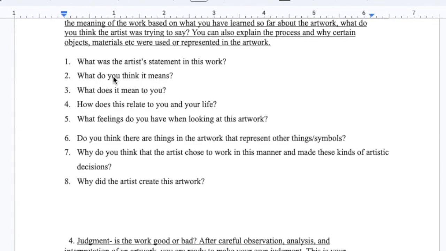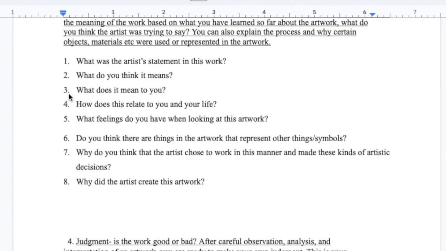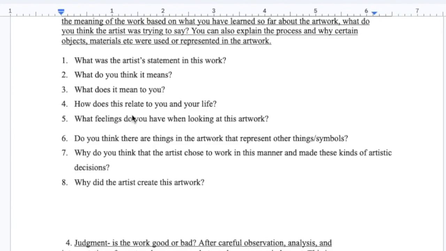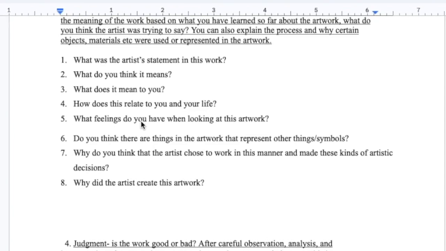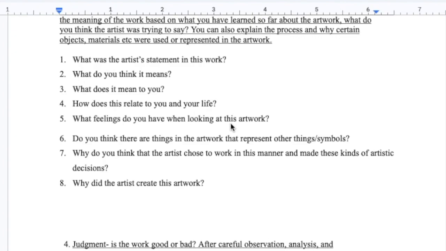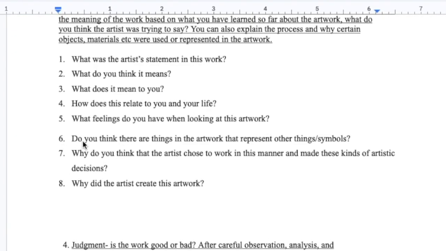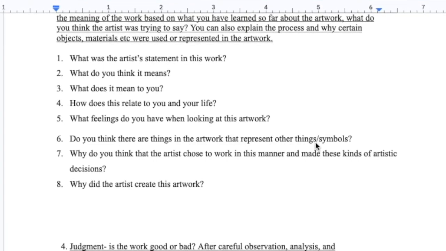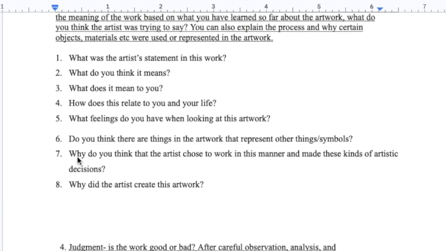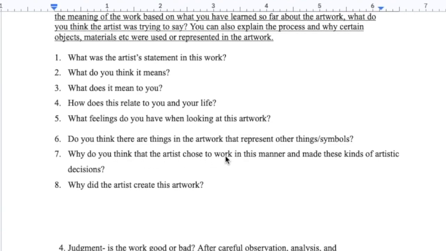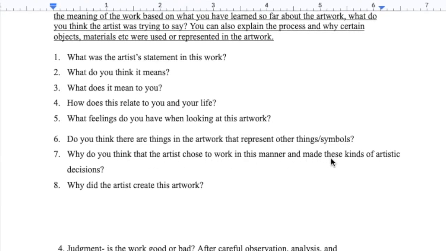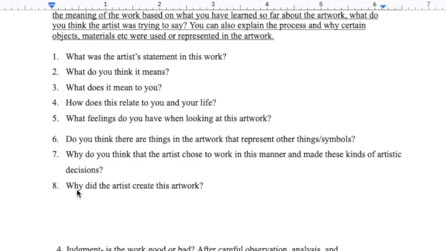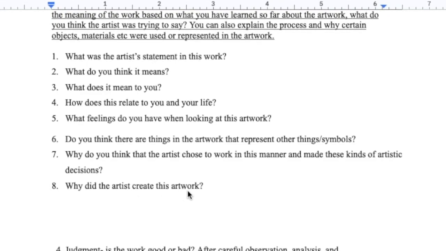Number two, what do you think it means? Number three, what does it mean to you? Number four, how does it relate to you and your life? Number five, what feelings do you have when looking at this artwork? Number six, do you think there were things in the artwork that represent other things or symbols? Number seven, why do you think that the artist chose to work in the manner and made these kinds of artistic decisions? Number eight, why did the artist create this work?